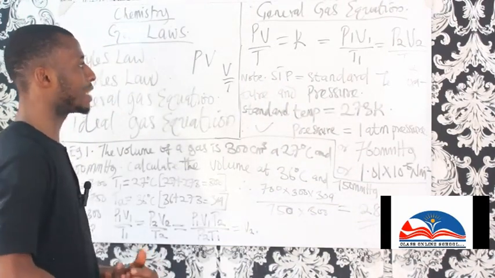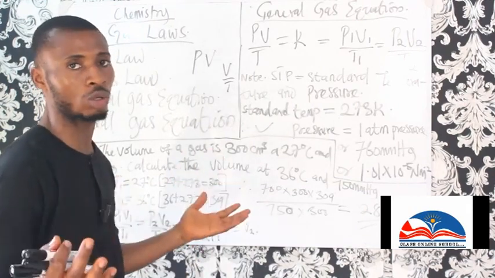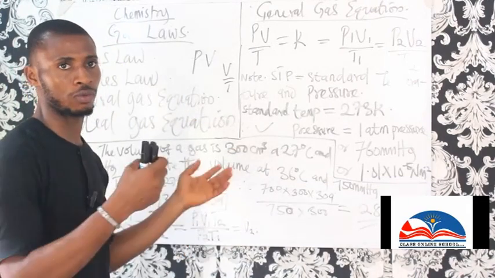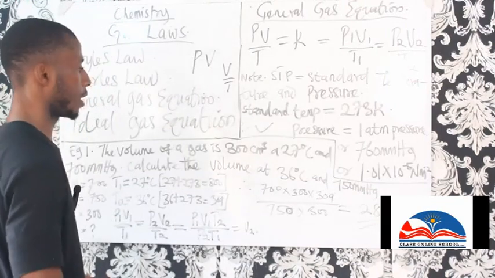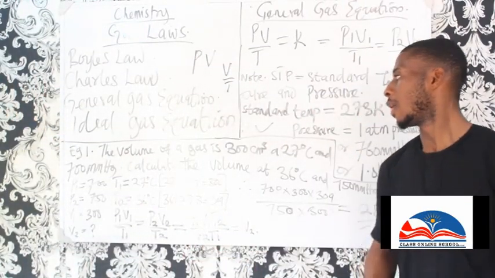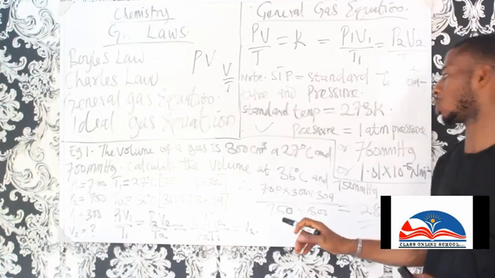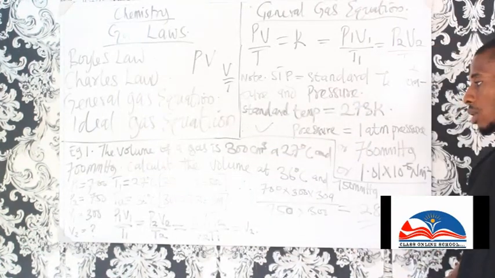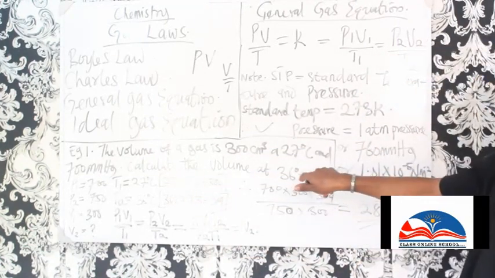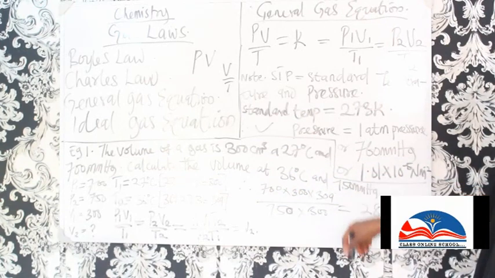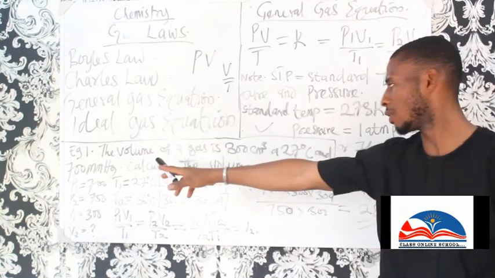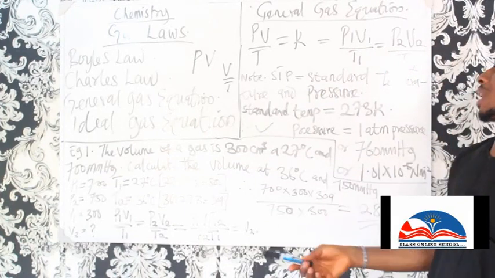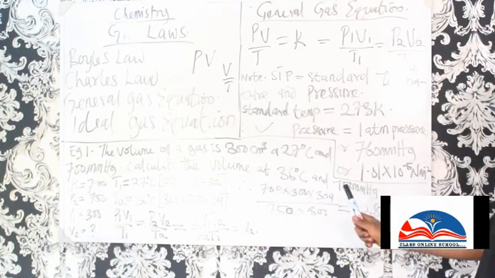Okay, let's go directly to the question, because there is no law for this equation. It's just a combination of Boyle's and Charles' laws. Alright. Let's look at this question that says the volume of a gas is 300 centimeter cube at 27 degrees Celsius and 700 millimeter mercury. Calculate the volume at 36 degrees Celsius and 750 millimeter mercury. Now they gave you the volume, the temperature and the pressure, but at this point, they ask you to calculate the volume.